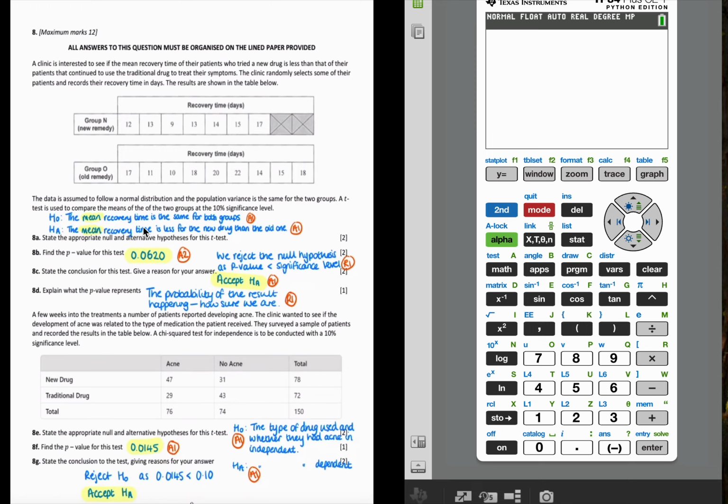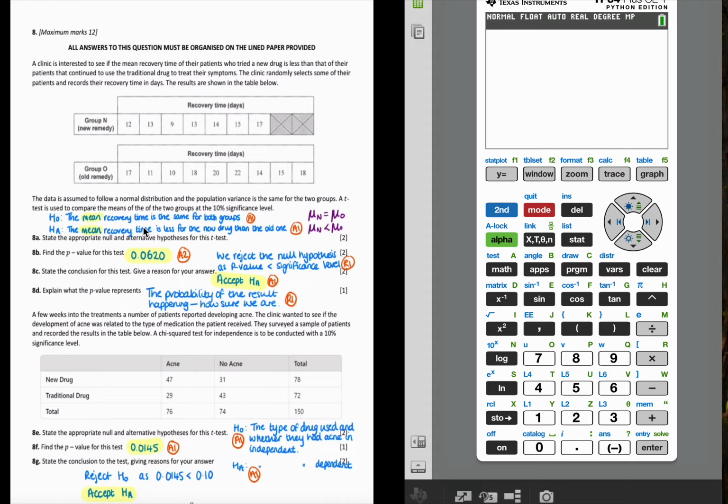old drug. So you can either write it in words, as I've done here, or you could write it as the mean of the N is equal to the mean of O. And then we want the mean of the new drug to be less than the mean of the old drug. So either of those options would be fine.